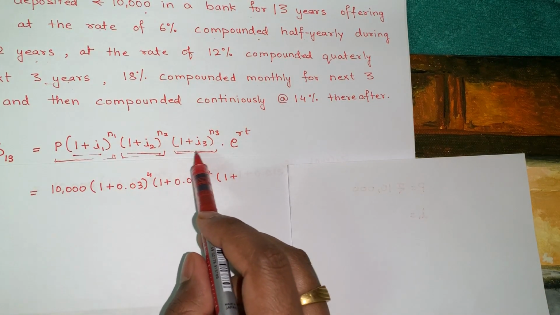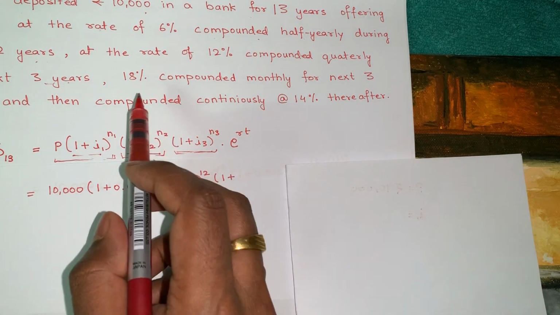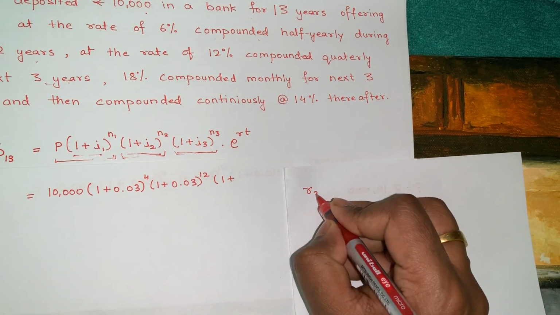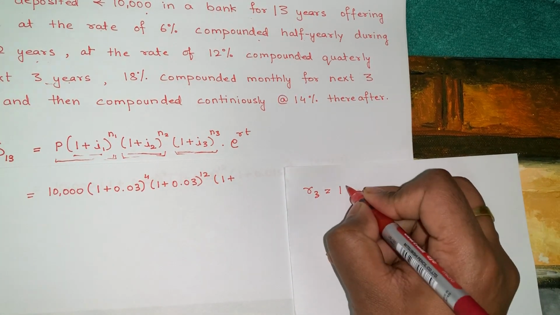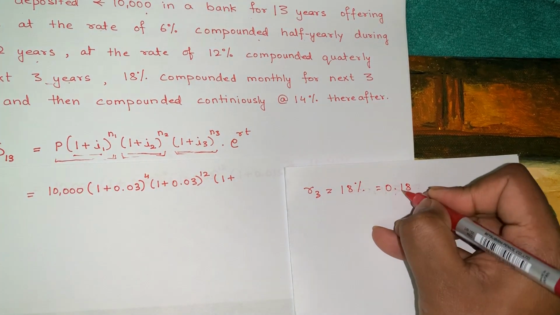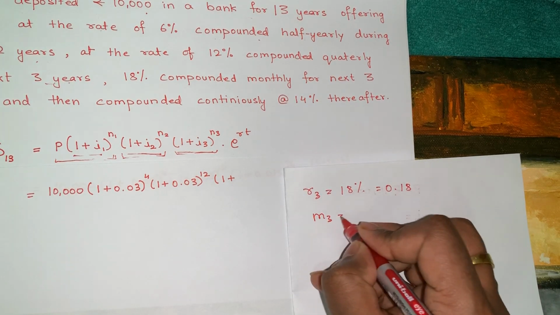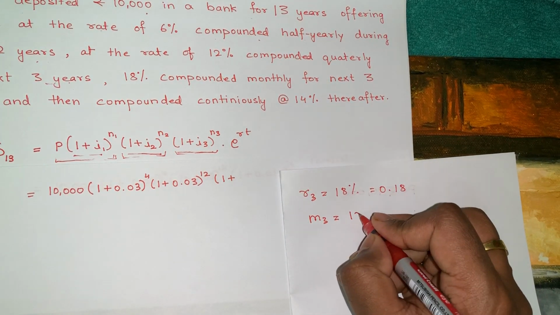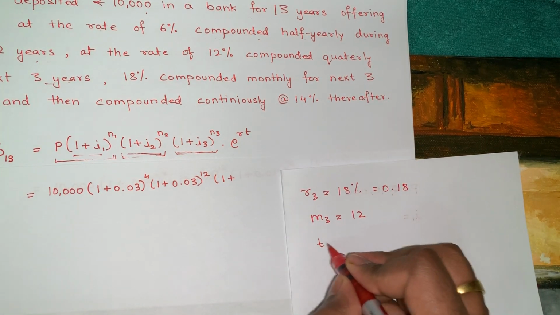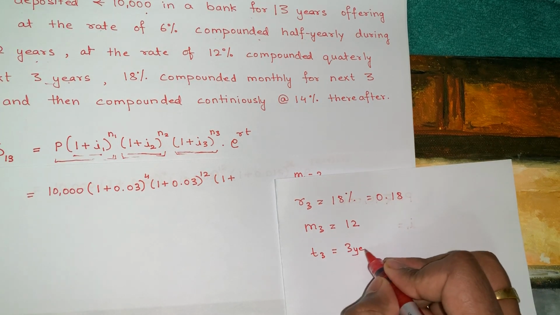Next is 1 plus I3. For I3 we need to look at the third rate. Third rate is 18%, which we can rewrite as 0.18, which is compounded monthly. So our M3 is 12 because compounding is done 12 times in a year. For how many years? Time period is 3 years. So T3 is again equal to 3 years.